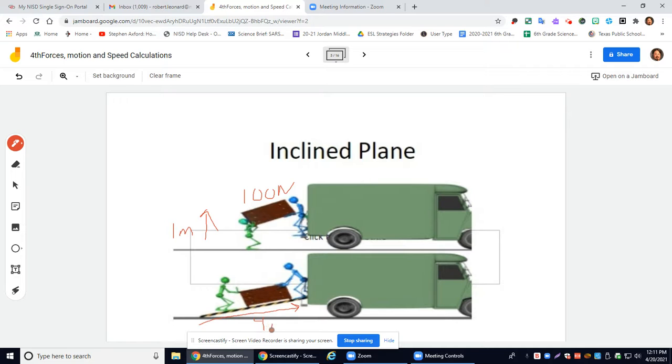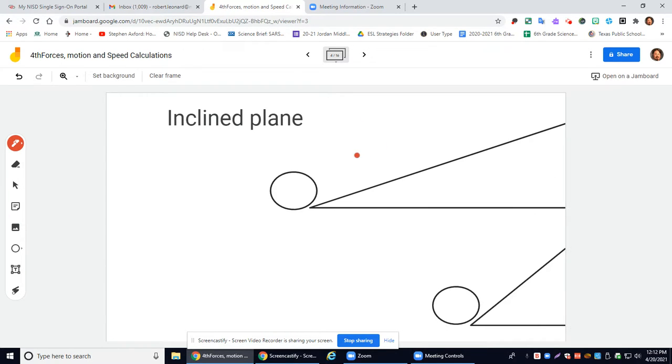So 4 meters. And what that does is it makes it 4 times easier. So instead of having to push with 100 newtons, they only have to push with 25 newtons. So the way an inclined plane works is it reduces the force needed by increasing the distance. You move it 4 times as far, however, it is 4 times easier. So go ahead and draw this one and label it an inclined plane.